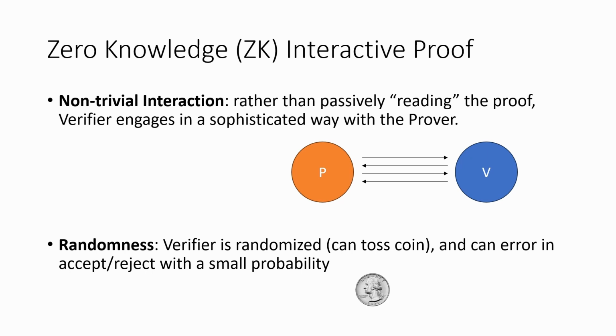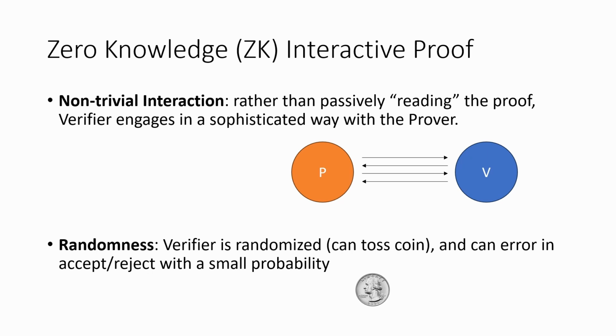In order to do this, we need to introduce two new concepts to the system: non-trivial interaction and randomness. Non-trivial interaction means rather than passively reading the proof, the verifier engages in a sophisticated way with the prover. Randomness means that the verifier is randomized, or that it can toss a coin, and it can err in accept or reject with a small probability.